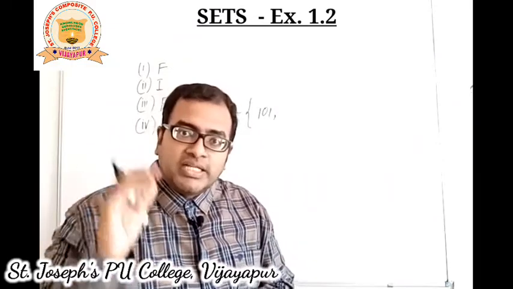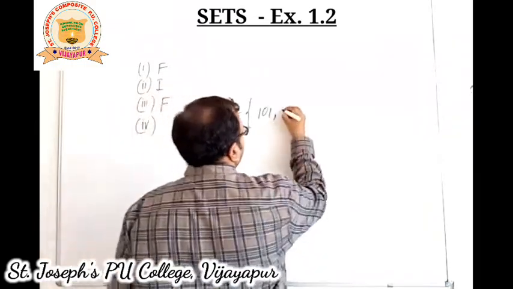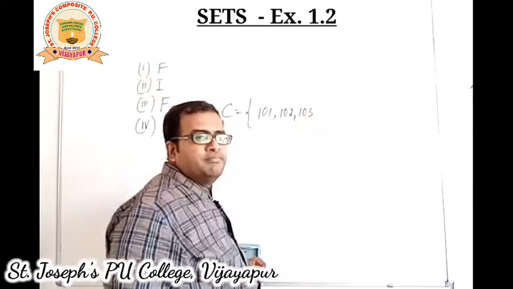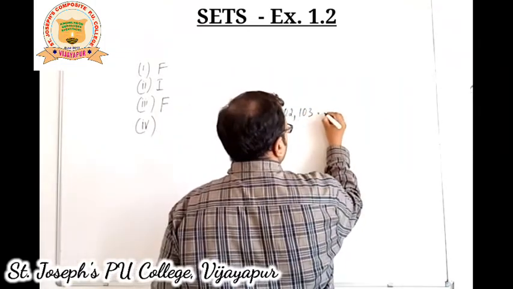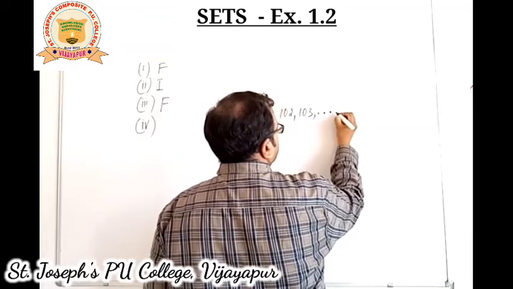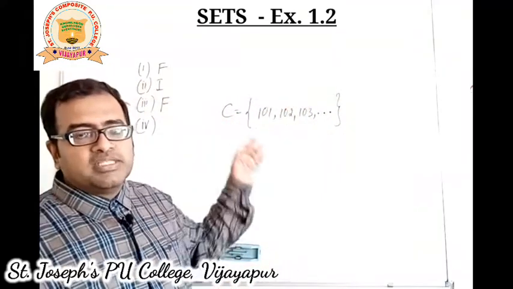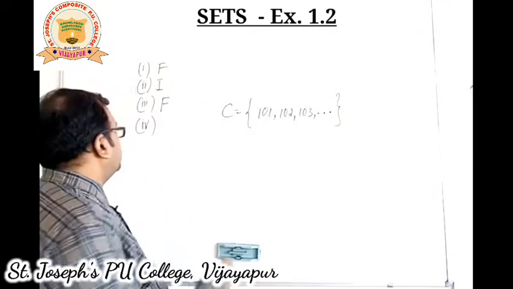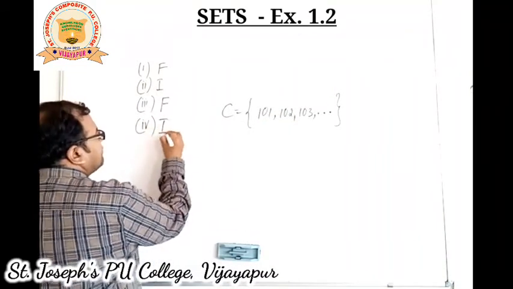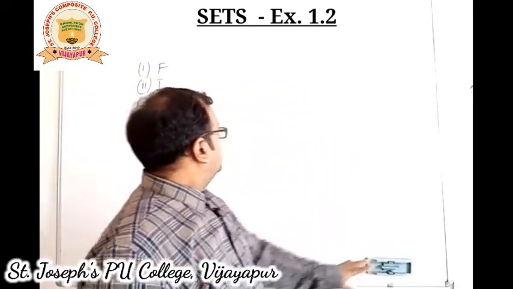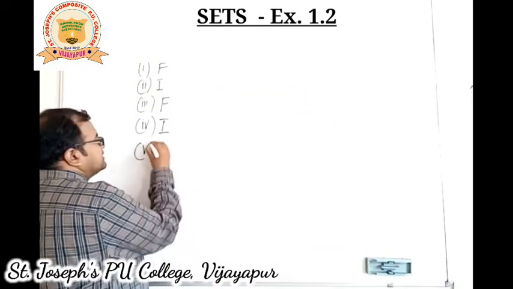They told strictly greater than 100, means 101, 102, 103. Where does it stop? Since they are nothing but natural numbers, counting numbers or positive integers, they have no end on that side. So this is an infinite set. So what can you say about the fourth one? Infinite set, correct?